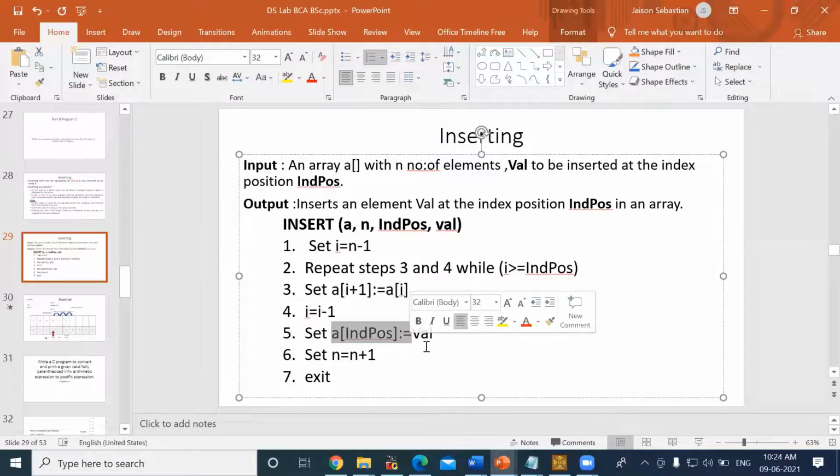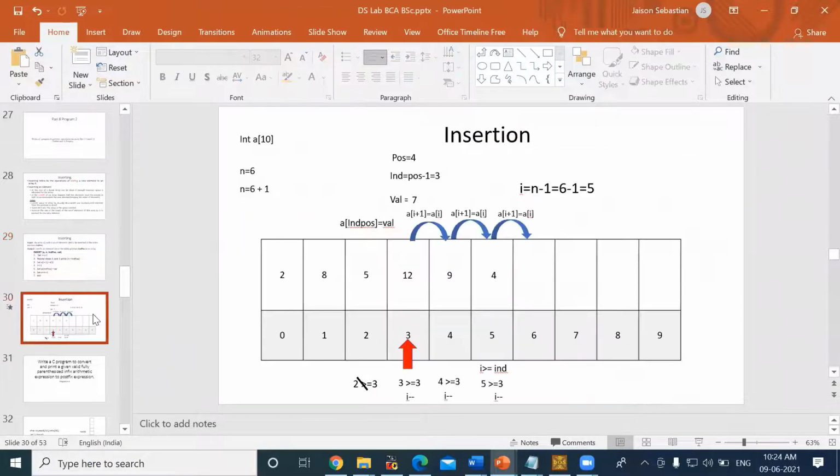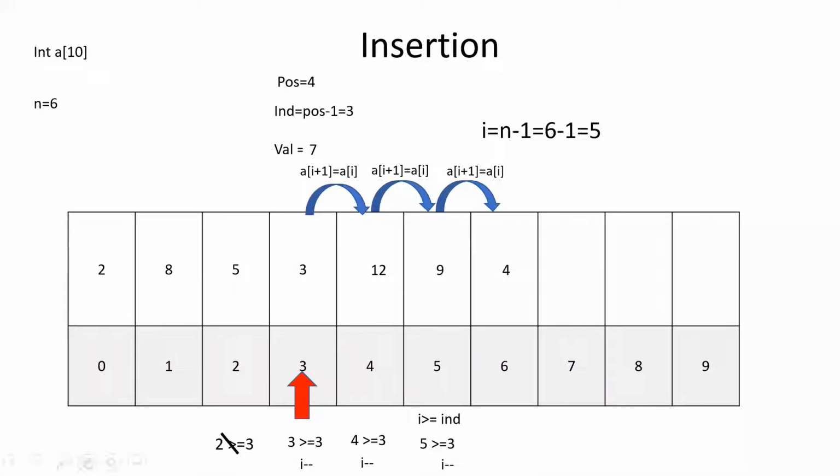And we assign the value to be inserted into A of index position. Got it? Only once we will be inserting, or copying that value at that index position. After that, we increment the value of n and then exit. So this is what is done here. Now we have reached the condition in which the while condition is not satisfied: 2 is not greater than the index position.